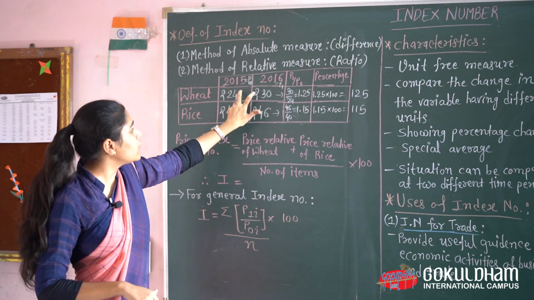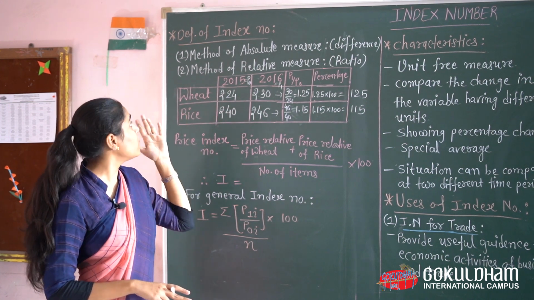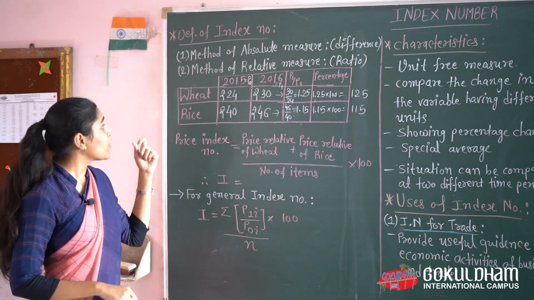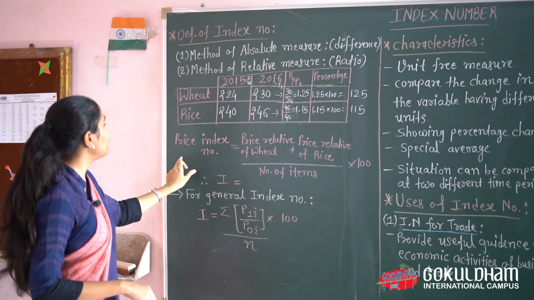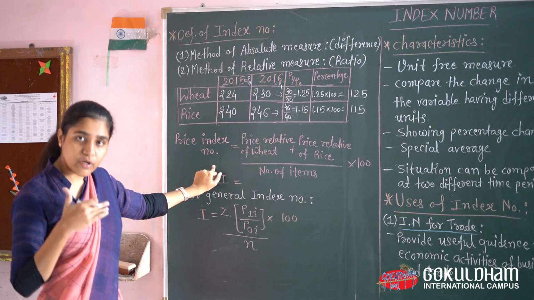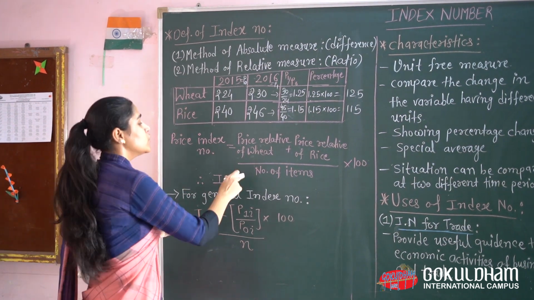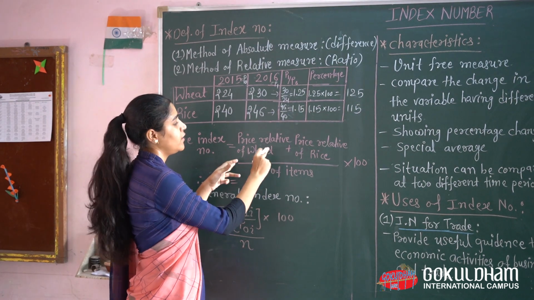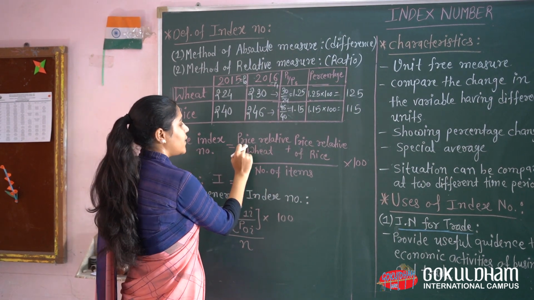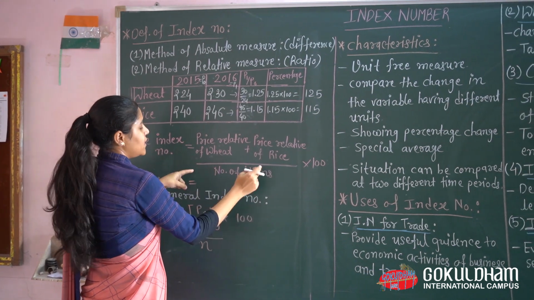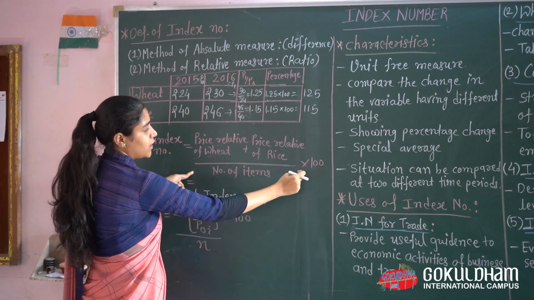So according to this, now we will go for the general index number. So here from this table we can find the price index number. How can we find the price index number? There is one formula for finding the price index number, that is price relative of wheat plus price relative of rice divided by number of items, multiplied by 100.